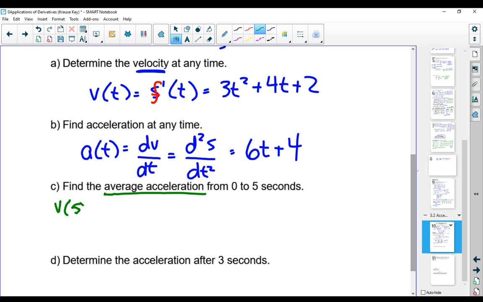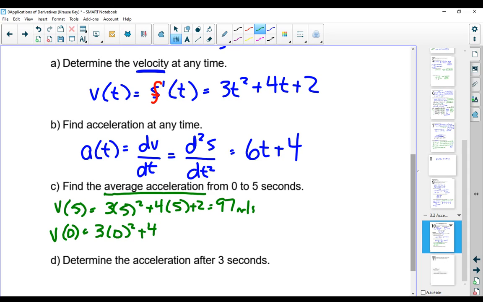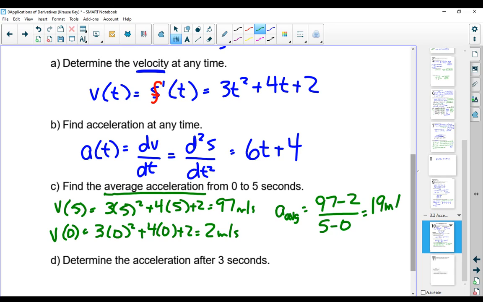So average acceleration versus instantaneous. V of 5 would be 3 times 5 squared plus 4 times 5 plus 2, which is 97 meters per second. And the velocity at time 0, 3 times 0 squared plus 4 times 0 plus 2, is 2 meters per second. So if we were figuring out our average acceleration, it would be 97 minus 2 all over 5 seconds minus 0, which would come out to 19 meters per second squared.